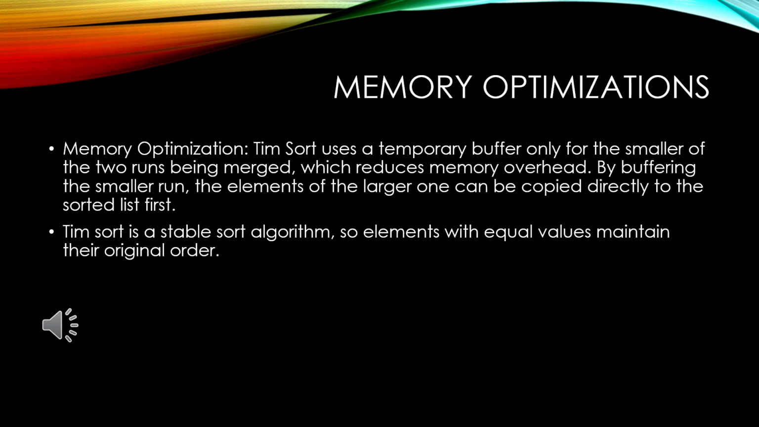Memory optimizations. When you're dealing with large data sets, memory optimizations matter just as much as time complexity. Standard merge sort can be a memory hog because it often requires large temporary arrays. TimSort is much smarter. It only uses a temporary buffer for the smaller of the two runs being merged. So if you buffer the smaller run, you can efficiently compare its elements against the elements of the larger run, and merge the results directly back into the final sorted list. This reduces the memory overhead.